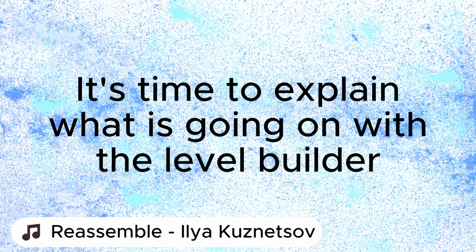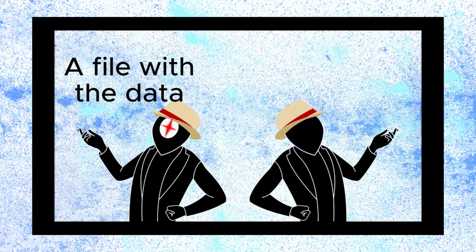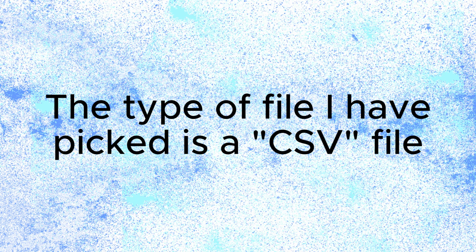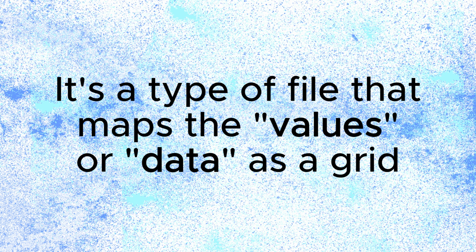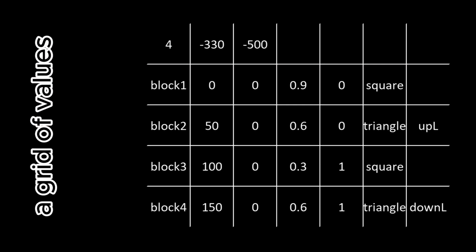It's time to explain what is going on with the level builder. As said earlier, the builder is two parts: the file and the code. The file will have all data of the level. It will have general information of the level, where every tile is supposed to go and how it looks. The type of file I have picked is a CSV file, which means comma-separated values file. It's a type of file that maps the values or data as a grid. The engine sees this data as a grid of values. We will get back to that later.